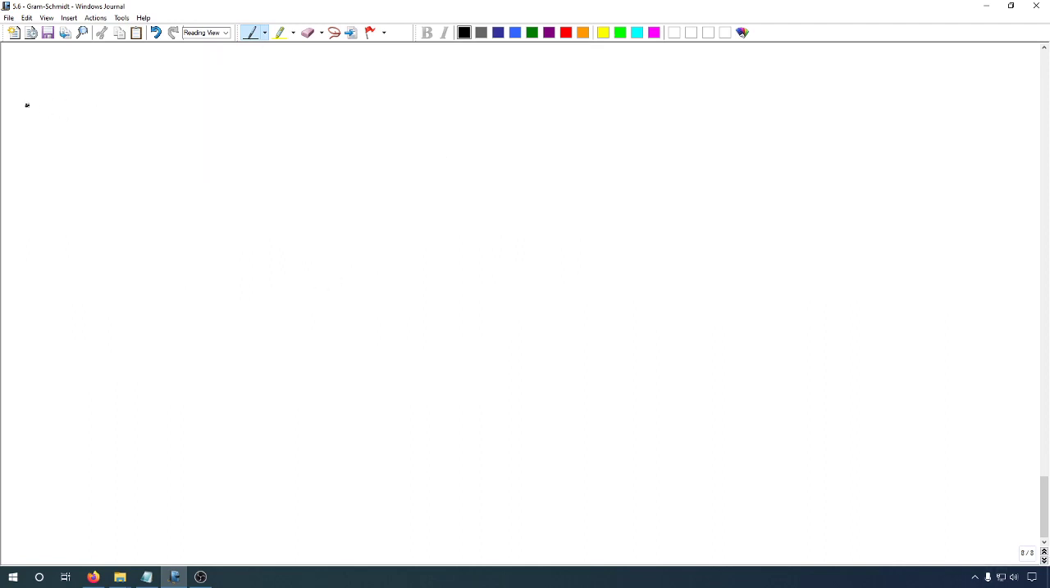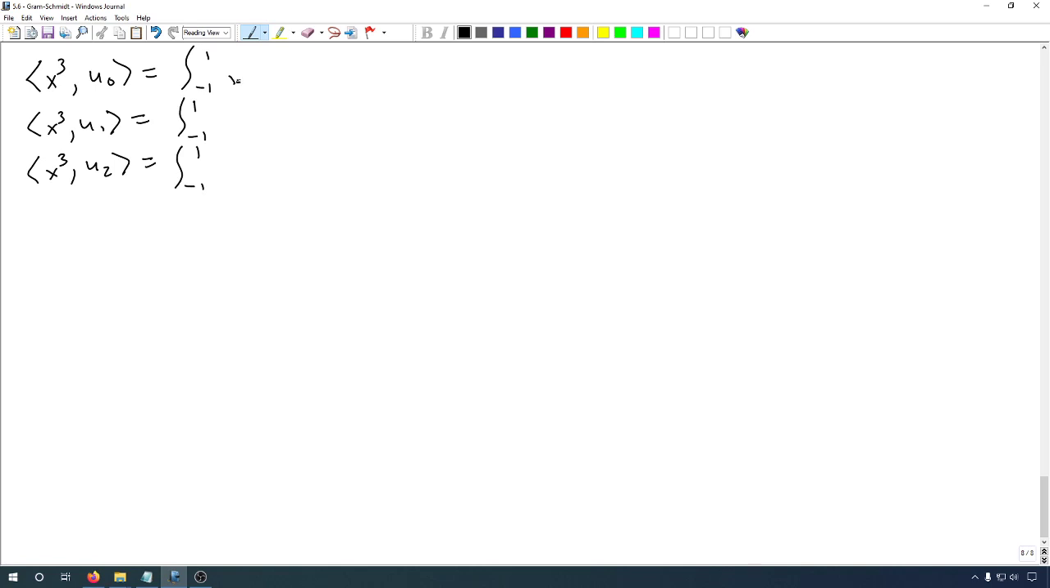All right, moving on to x cubed. We want to find what is u3. So we're going to have to take x cubed inner product with u0, with u1, and with u2. We have 3 basis vectors already. We need to take the inner product with all of them. So again, all these are integrals. We're going to put in our basis vectors.